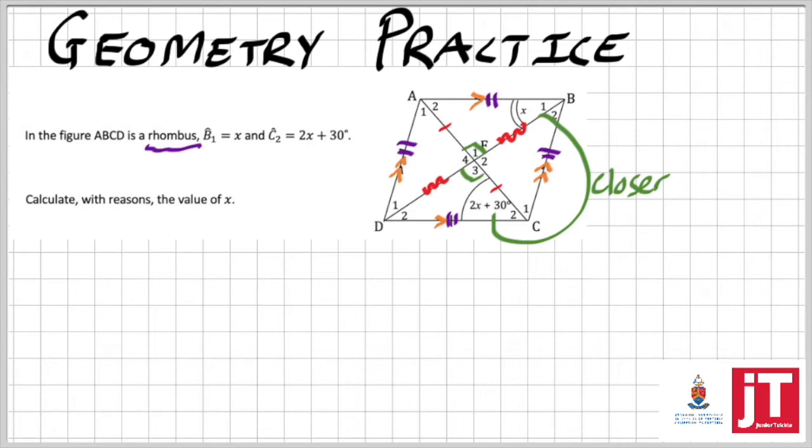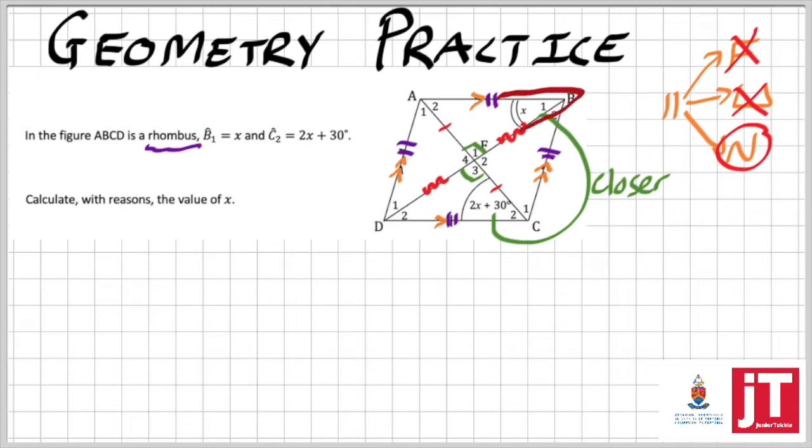So why don't I use parallel lines? Don't forget that a rhombus is still a parallelogram, so there are parallel lines. In other words, I can use the F, the U, or the N. Now I don't have an F, I don't have a U, but I'm going to try the N. I'm going to try alternate angles. That little x, where's the alternate angle with that little x? Let's look. Go down. Oh my goodness, it's at D2. So D2 is also x.